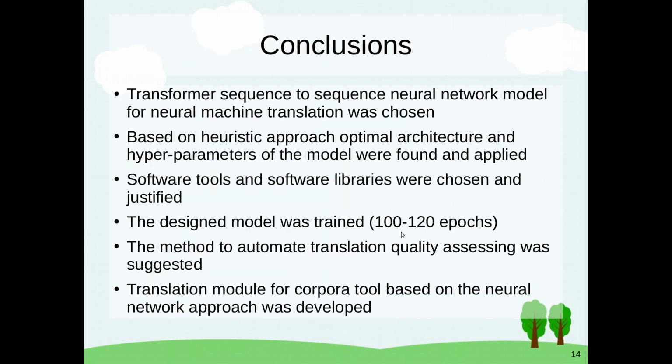Thus, a transformer sequence-to-sequence neural network model for neural machine translation was chosen. Based on a heuristic approach, optimal architecture and hyperparameters of the model were found and applied. Software tools and software libraries were chosen and justified. The designed model was trained. A method to automate translation quality assessment was suggested. A translation module for a corporate tool based on the neural network approach was developed.